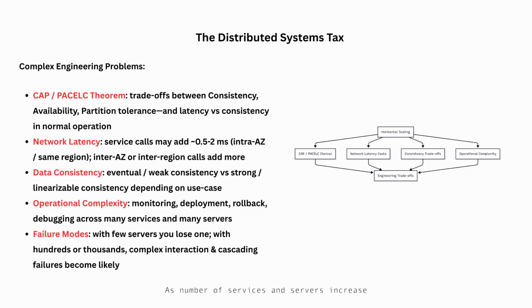As the number of services and servers increases, operational overhead rises sharply. This includes monitoring, tracing, deployment orchestration, rollbacks, and version compatibility issues. So much to think about. And more servers means more possible failure interactions. It's not just losing one server equals a simple failure. It could be a cascading effect, partial failures, network partitions, timing issues. So much to think about.